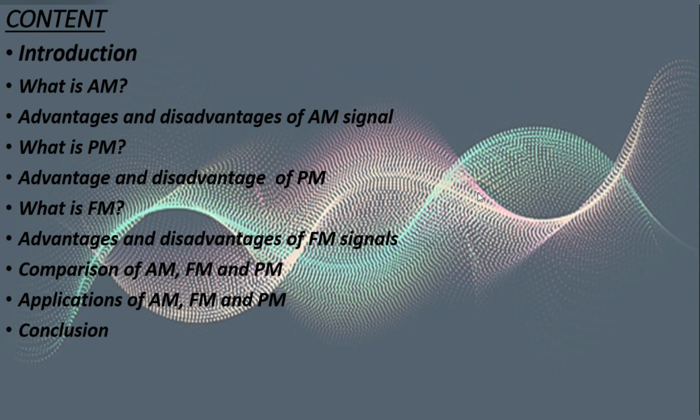Content. Introduction. What is AM? Advantage and disadvantage of AM signal. What is PM? Advantage and disadvantage of PM signal. What is FM? Advantage and disadvantage of FM signal. Comparison between AM, FM and PM. Then applications of AM, FM and PM. Then, in the next slide, I will discuss the conclusion.